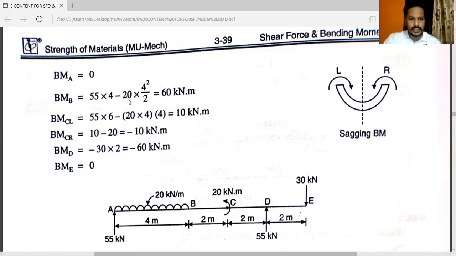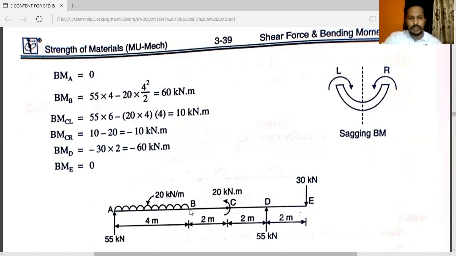See here, first of all, 20 into 4, that is the intensity, into 4 by 2. So 4 into 4, we have taken 4 square by 2. And why have we taken the minus sign? Because it will move in this way, that is anti-clockwise.